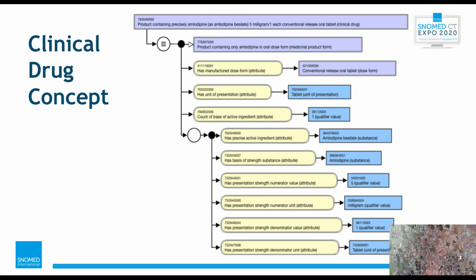I know this is a little bit difficult to read, but we'll walk through it. So we are describing a product containing precisely amlodipine as amlodipine mesylate, 5 milligrams per 1 each in a conventional release oral tablet. And you can see discrete attributes for the manufactured dose form, the unit of presentation, the count of active ingredients, the precise active ingredient of amlodipine mesylate, but the basis of strength substance of amlodipine, and then the numerator, denominator, and their associated units to express the product strength.